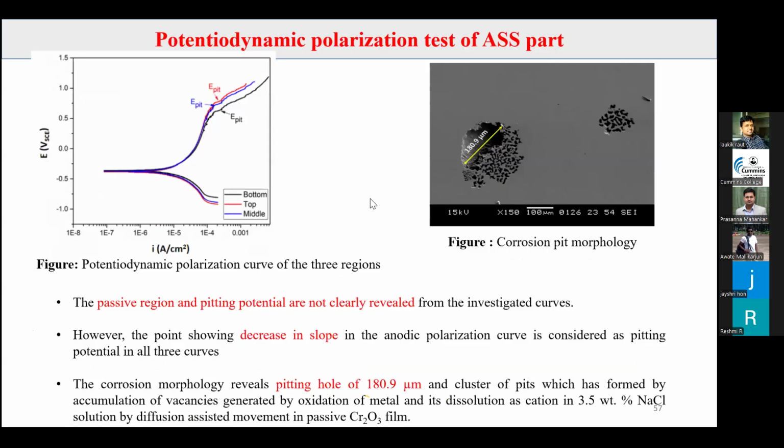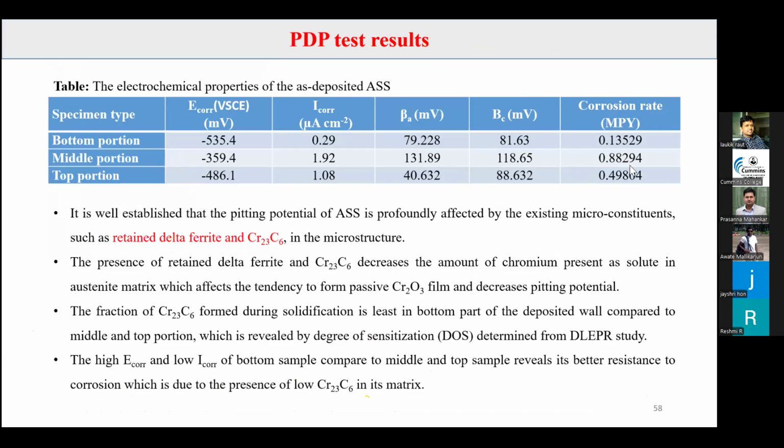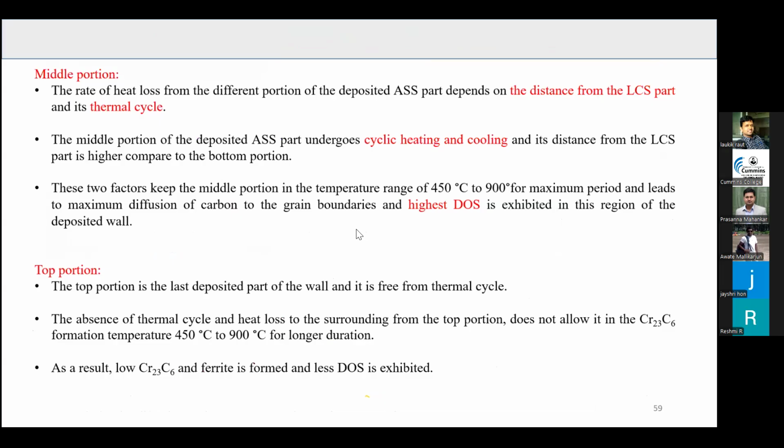Then I have performed PDP test, that is potentiodynamic polarization, to study the pitting corrosion. There are different types of corrosion, that is intergranular corrosion and pitting corrosion. To study the pitting corrosion, I have performed PDP test over ASS part, and this is the pit morphology. After carrying out PDP test, I have observed the pitting in the deposited sample. So these are the pits, the passive region, pit. A pitting hole of 180.9 micron is observed, and clusters of pits are also observed in the deposited sample. Then this is the corrosion rate for ASS in mils per year. So both phenomena are observed in the ASS part, that is intergranular corrosion and pitting corrosion.